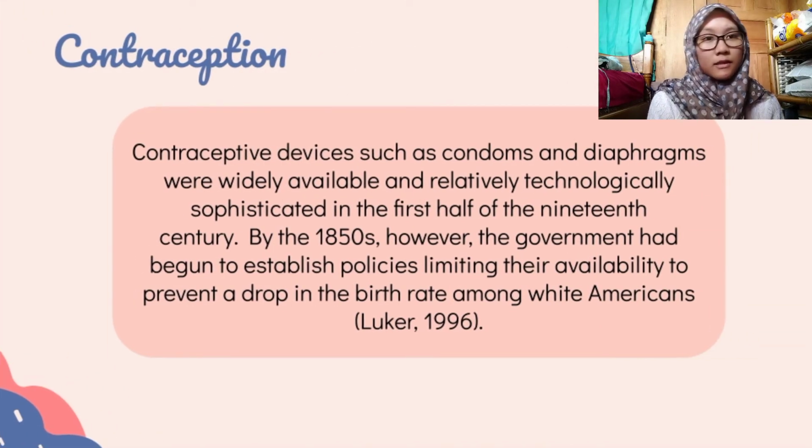Contraception devices such as condoms and diaphragms were widely available and relatively technologically sophisticated in the first half of the 19th century. By the 1850s, however, the government had begun to establish policies limiting their availability to prevent a drop in the birth rate among white Americans.